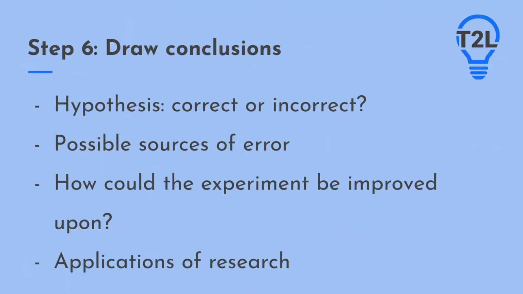And the last step is drawing conclusions. Just, is your hypothesis that you created earlier correct or incorrect? Does fertilizer affect the results? Yes or no? You demonstrate possible sources of error, like the amount of sunlight or shade it gets. Maybe the leaves of one plant covered up the other, and that could be an error. How could the experiment be improved upon? Maybe separating the pots further apart. And then applications for your research, like growing plants more efficiently.